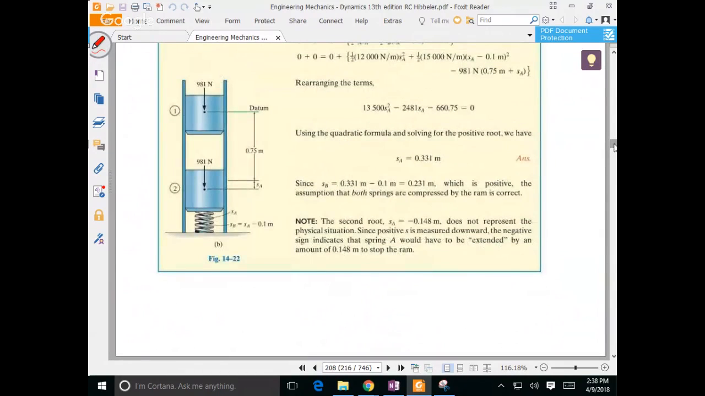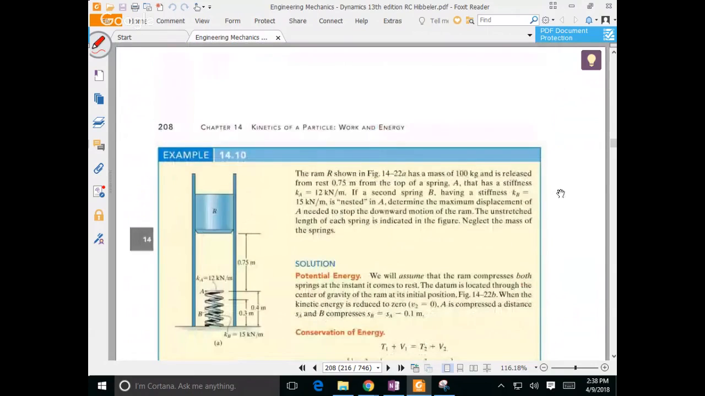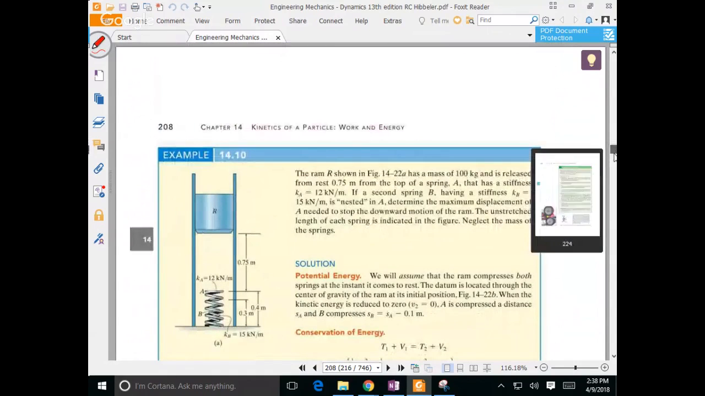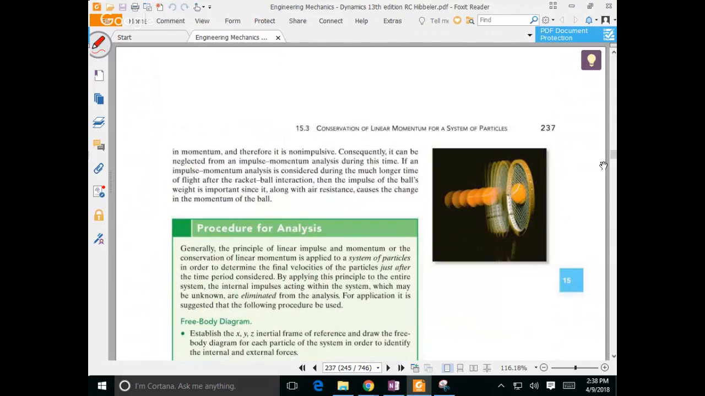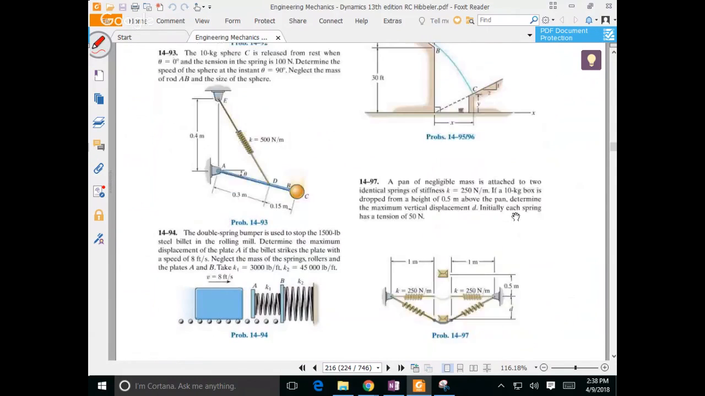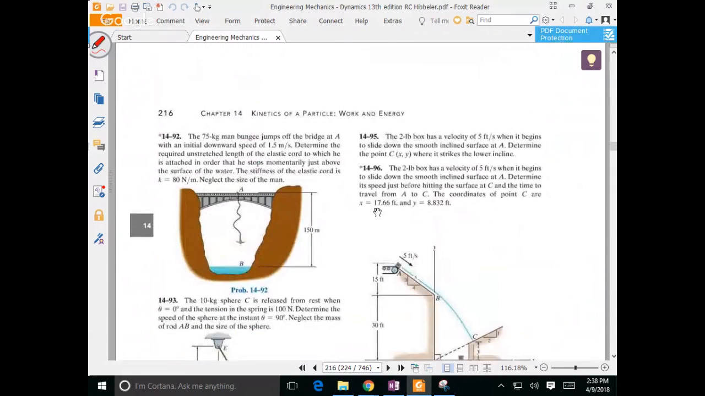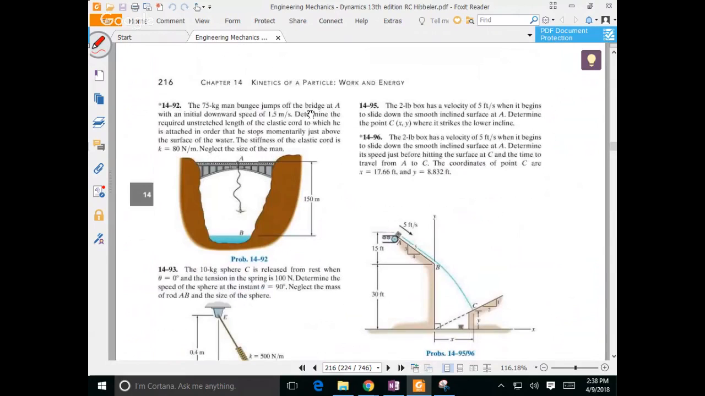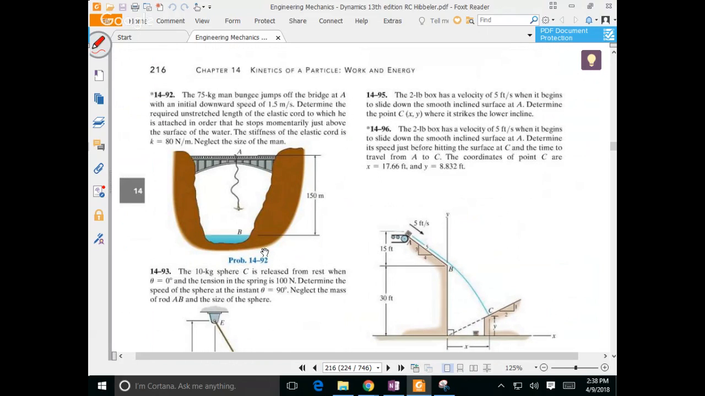I don't even know what page I was on. Well, that's close. No, wait, now I'm not close. Oh, here you go. A 75 kilogram bungee jumper, initial speed 1.5. Determine the required unstretched length of the cord attached in order to stop just above the surface of the water. Shall we do that one? It seems like there's no answer in the back of the book, but it seems entertaining enough and appropriate based on our conversation there.